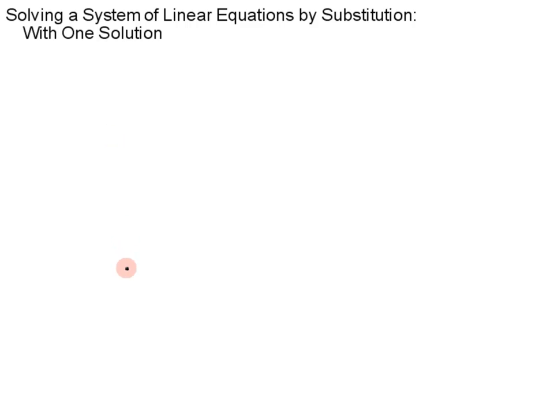Okay, so one way to solve a system of linear equations in two variables is by substitution. So we're going to look at a system here that has one solution. In other words, the two lines intersect at a single ordered pair.